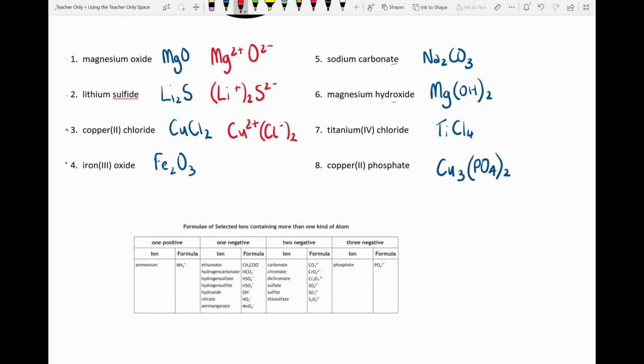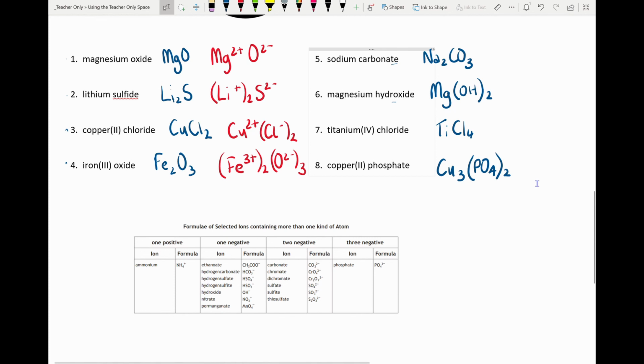Iron oxide. Iron 3 oxide means it's Fe3+. If you look at the formula, there's 2 of them. It is O2-. We've met that already in this set of examples, and there are 3 of them. Okay, so quite a lot there, quite a lot of brackets and things, but just following the same pattern every time.